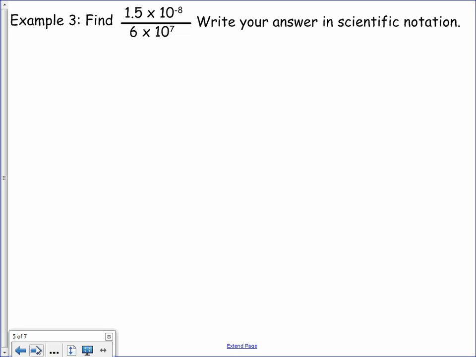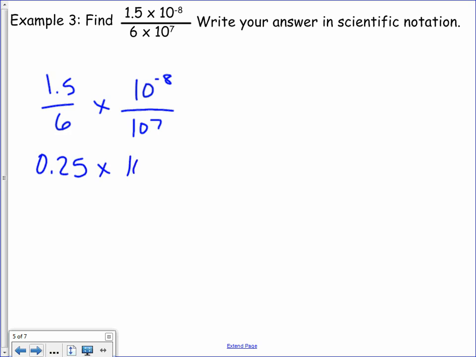Now our final example is to find the quotient of 1.5 times 10 to the negative 8 and 6 times 10 to the 7th. So now we're going to divide the factors and divide the powers of 10. 1.5 divided by 6 is really 0.25. And now, by the quotient of powers property, I have to subtract these exponents. So that's going to be 10 to the negative 8 minus 7, and negative 8 minus 7 is the same as adding a negative 7. Negative 8 plus negative 7 is negative 15.